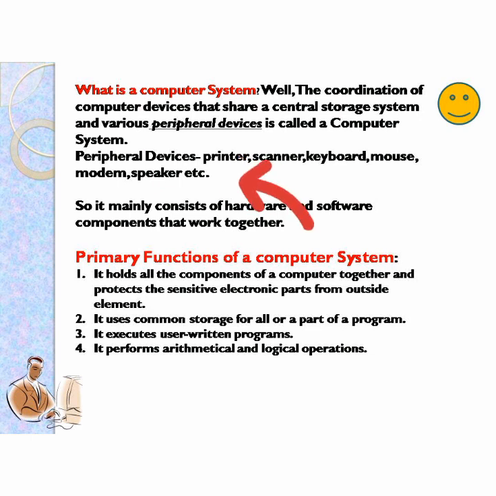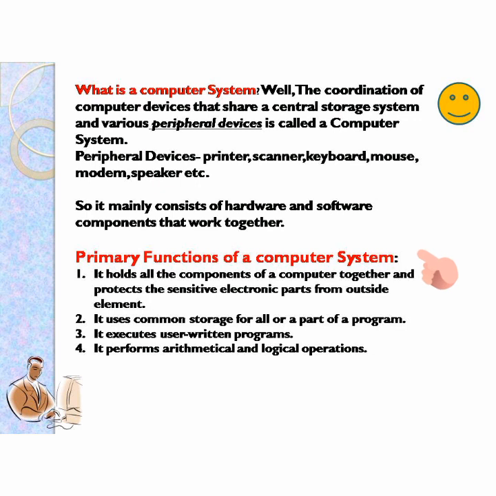It mainly consists of hardware and software components that work together. So a computer system coordinates the devices with the software. Any hardware if you install, then the particular software you have to download and install, then only the particular hardware will work. So it coordinates both hardware and software.